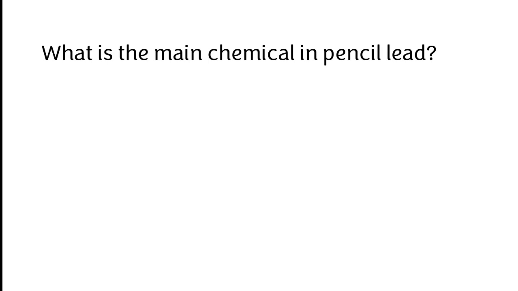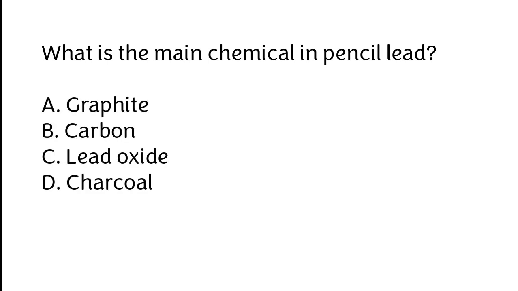What is the main chemical in pencil lead? Graphite, carbon, lead oxide, charcoal. The correct answer is option A, graphite.